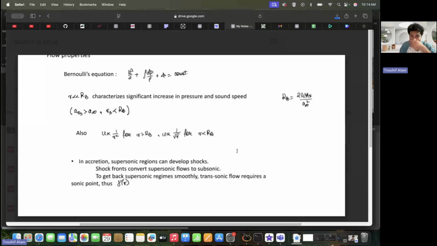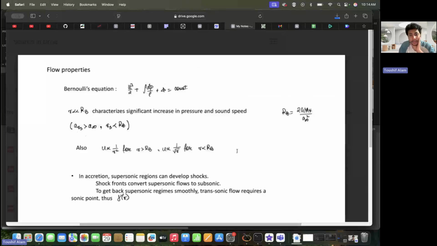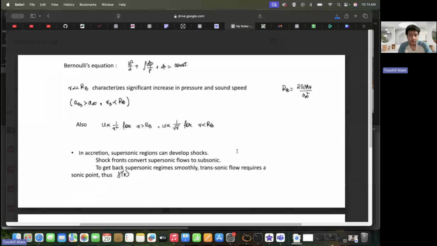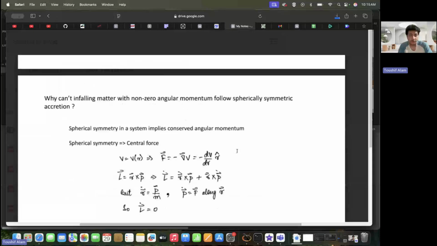In acceleration, supersonic regions can develop shocks. Shock fronts convert supersonic flows to subsonic. To get through supersonic regimes smoothly, transonic flow requires a sonic point, thus gamma r. Why can't inflowing matter with non-zero angular momentum follow this flow?